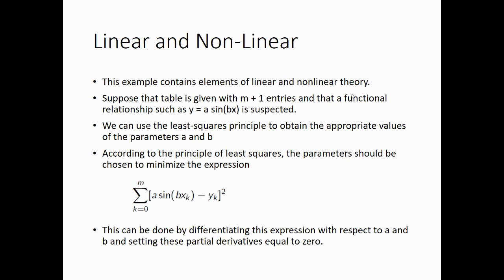We can also deal with problems that are a mixture of nonlinear and linear. Suppose we have a table with n plus 1 entries and a functional relationship such as y equals a times sine of b times x is suspected. We can use the least squares principle to approximate the appropriate values for the parameters a and b. According to the principle of least squares, parameters should be chosen to minimize the sum of squares of that function. Now, this can be done by differentiating this expression with respect to a and b and then setting those equal to 0.